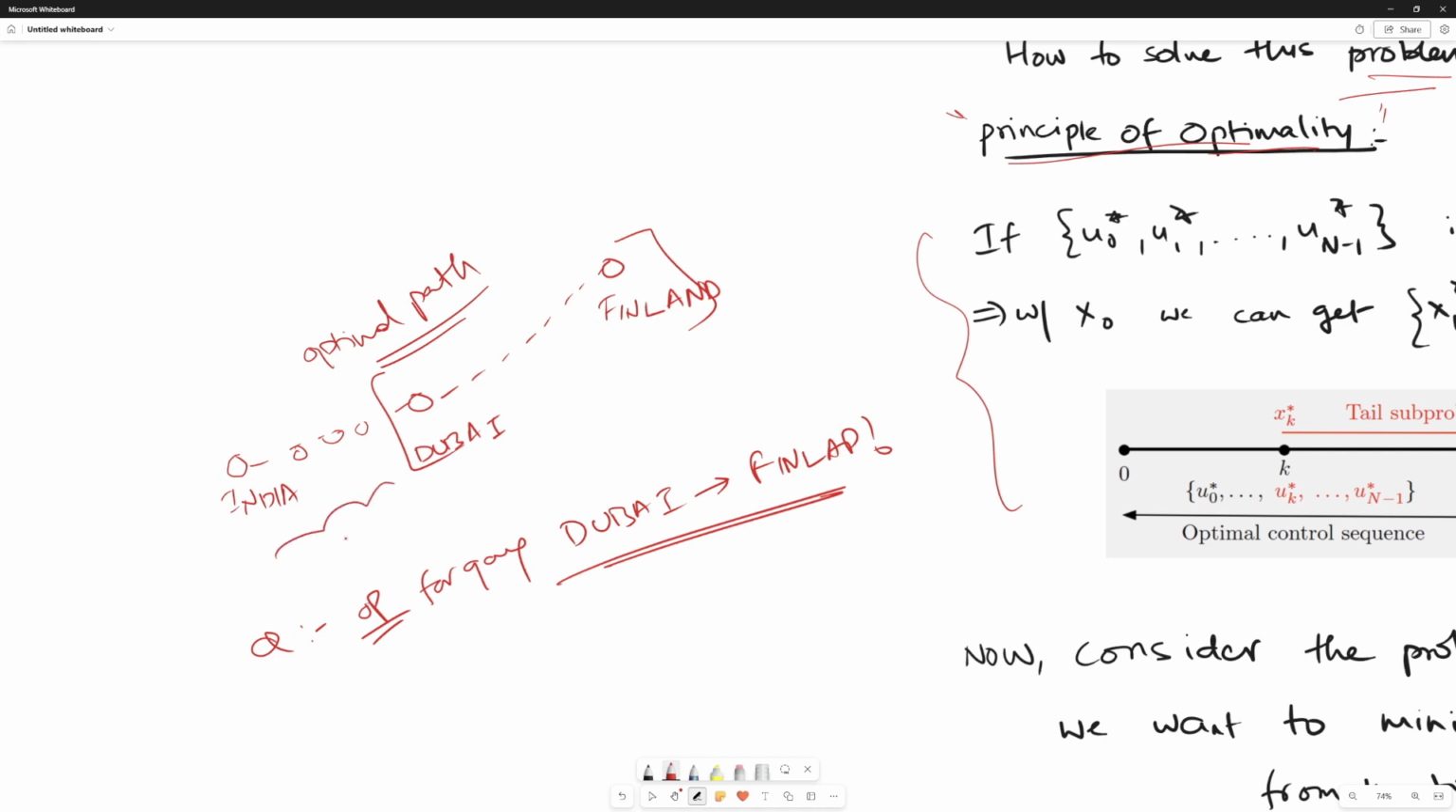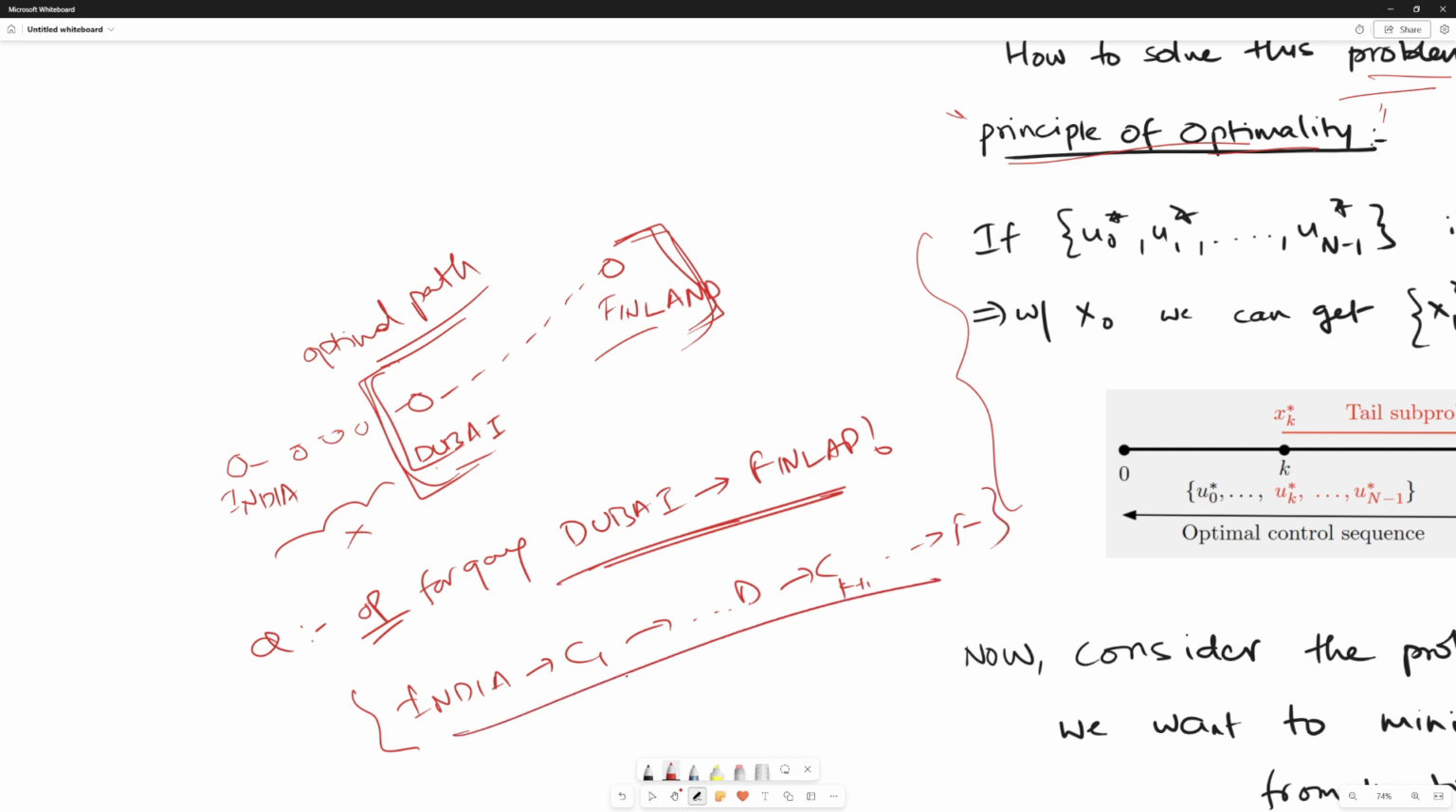The prior information is actually not so relevant in this question. The optimal path of going from Dubai to Finland would just be the tail subproblem or the tail solution. So let's say you go from India to some country C1, and so on, to Dubai, and then C(k+1) and so on to Finland. If this is the optimal path from India to Finland, then the optimal path from Dubai to Finland should just be the subproblem, correct? That is the principle of optimality.